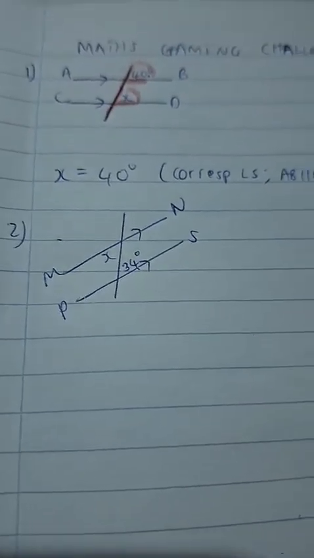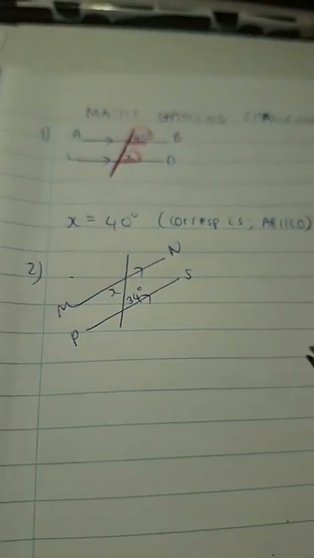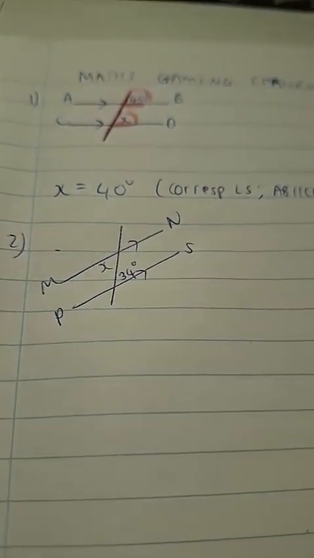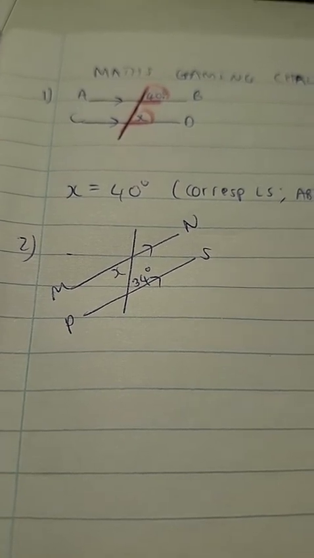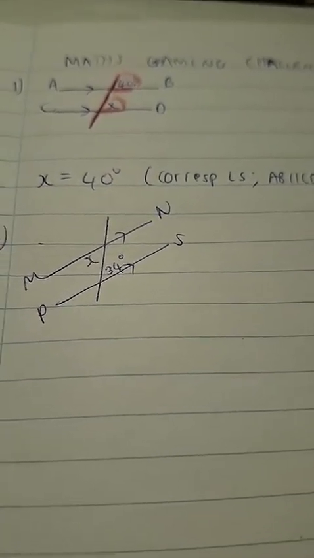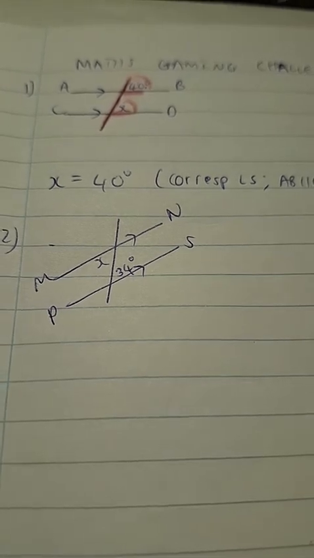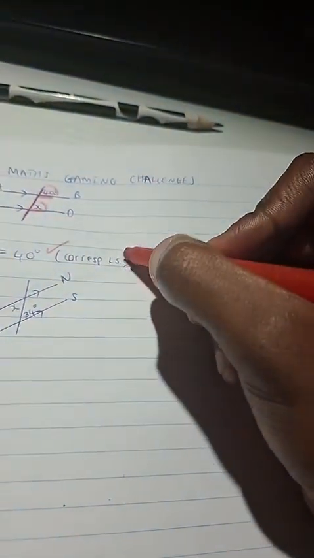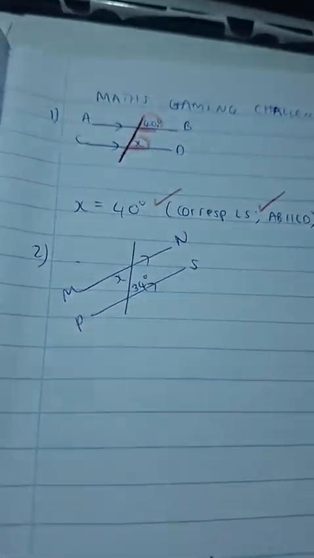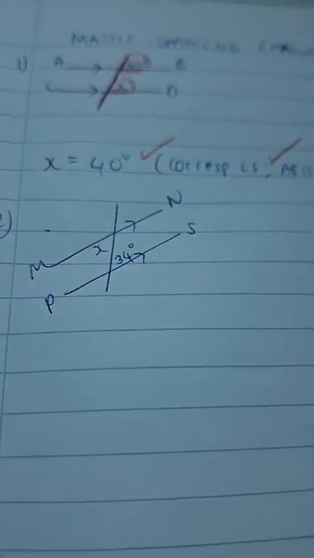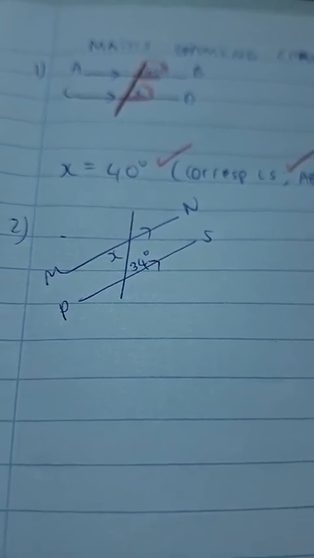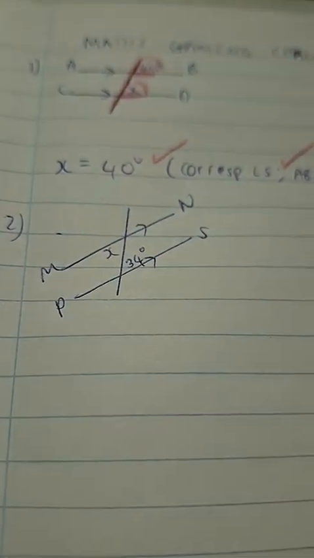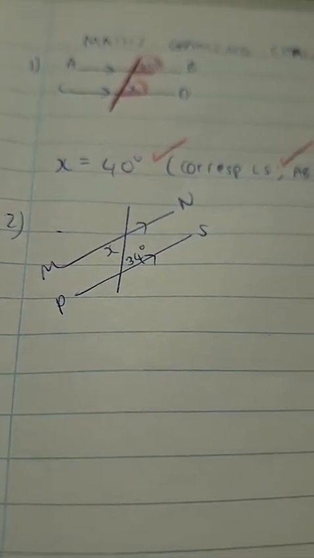Okay, next one. Here is a diagram. We want to know what the value of X is, giving an appropriate reason. Okay, let me just tick that and that, because our statement, our reason was 100% correct there. What about this one? The value of X, anyone? And why?